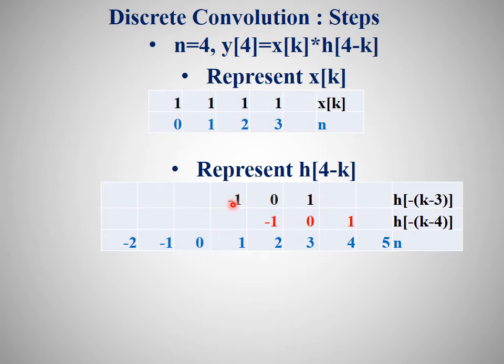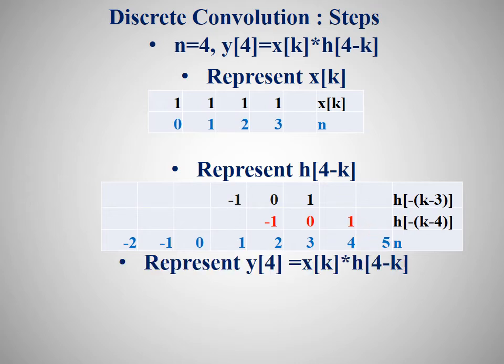one position, which means the value which was at n equal to 1, that is minus 1, is now shifted to 2 as minus 1, and the value which was at n equal to 2, which was 0, now gets shifted to n equal to 3, and the value which was at n equal to 3 now gets shifted to n equal to 4. That means we have got h of 4 minus k from h of minus of k minus 3, or from h of 3 minus k. Let us perform the next step, which is x of k convolved with h of 4 minus k, which is the value of y of 4.